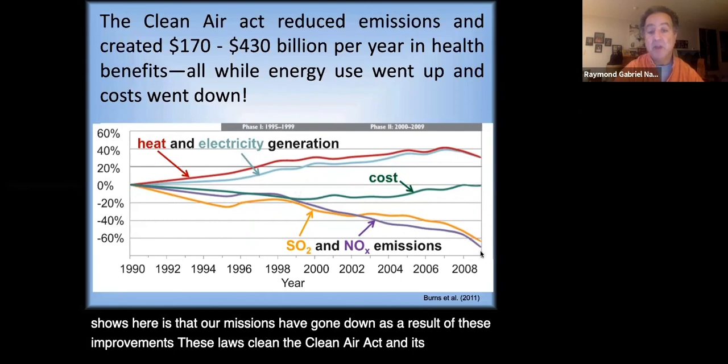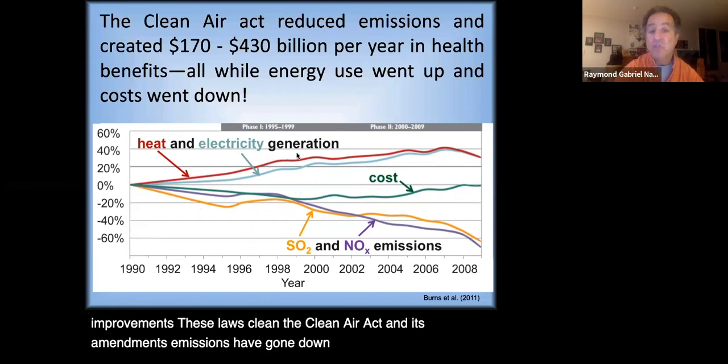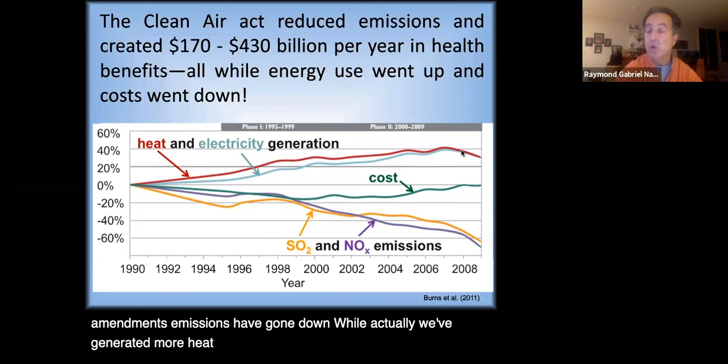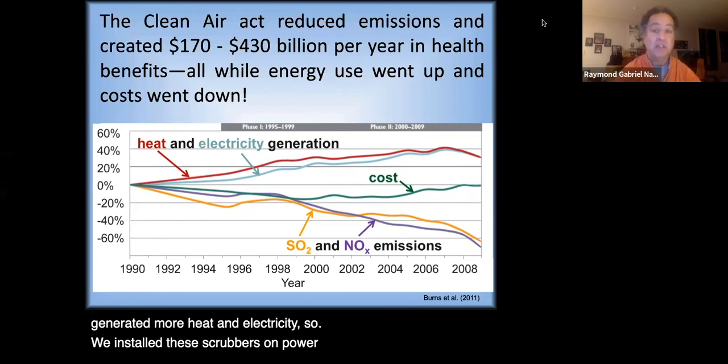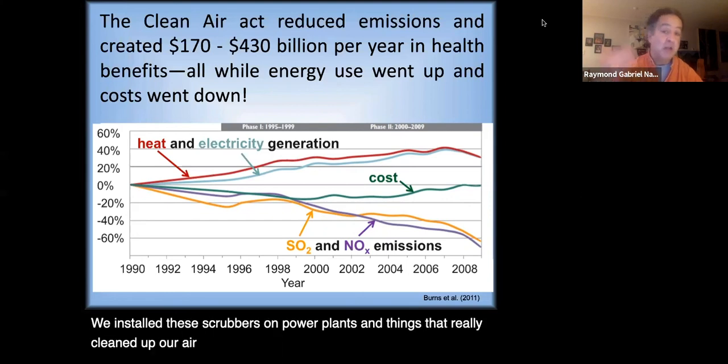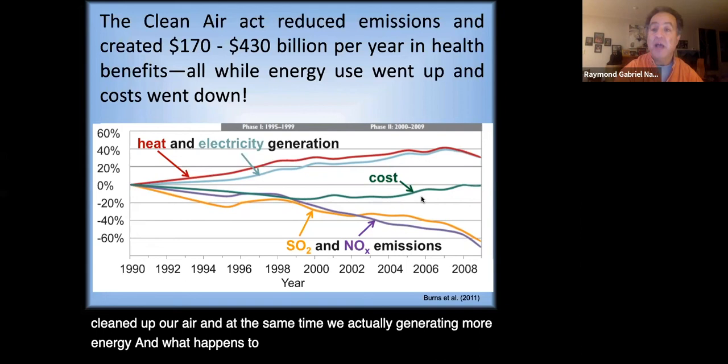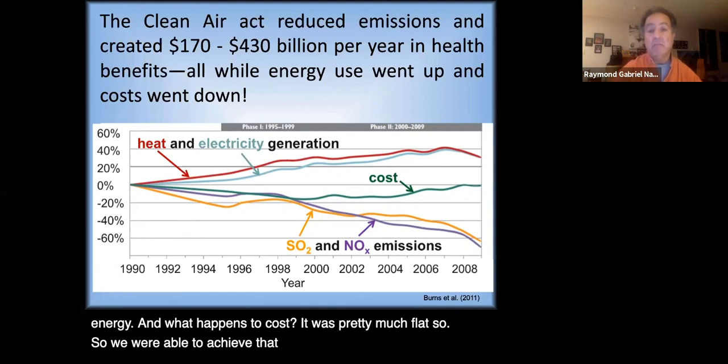Emissions have gone down while actually we've generated more heat and electricity. So we installed these scrubbers on power plants and things, and that really cleaned up our air. And at the same time, we were actually generating more energy. And what happens to cost? It was pretty much flat. So we were able to achieve that at essentially very little cost.